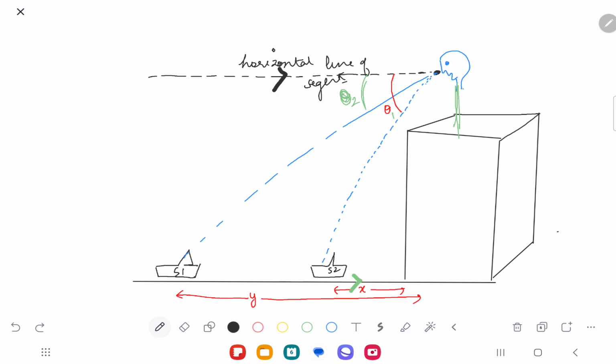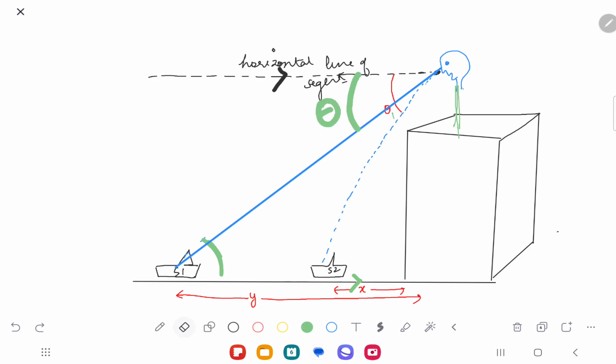So if you understand that, if this is the angle, both of these angles should be the same because they are both alternate interior angles. These two would be acting as parallel lines, this line and the ground, and this blue line of sight acts as a transversal. I hope you're understanding that this green angle would exactly be the same as this particular angle.